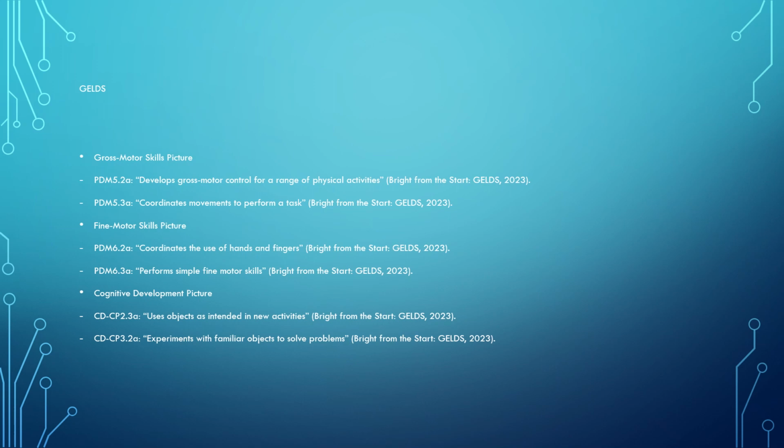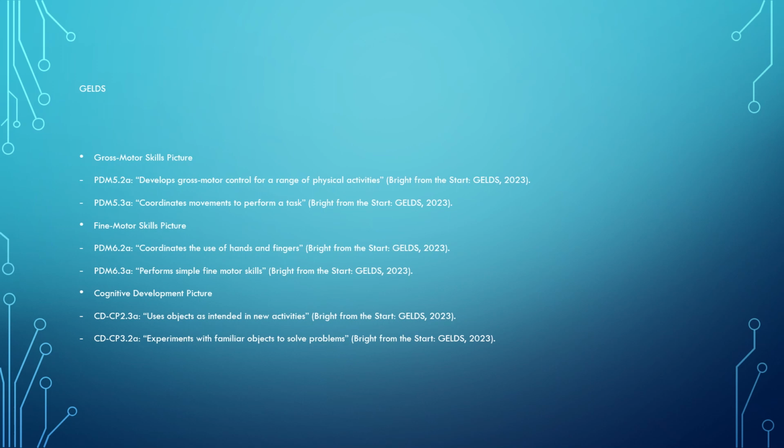So the GELDs that I chose for the fine motor skills picture are PDM 6.2A and PDM 6.3A. And PDM 6.2A says coordinates the use of hands and fingers, and PDM 6.3A says performs simple fine motor skills.